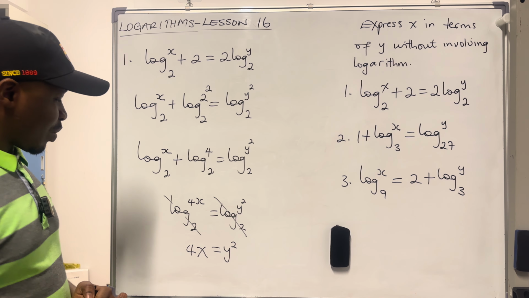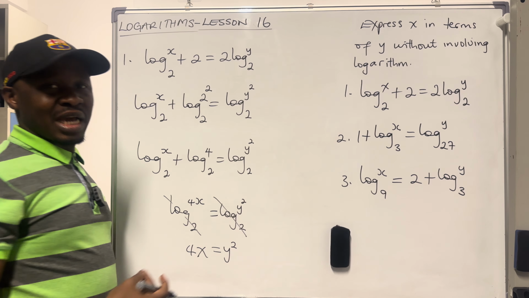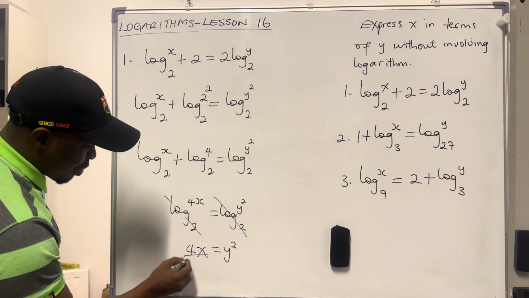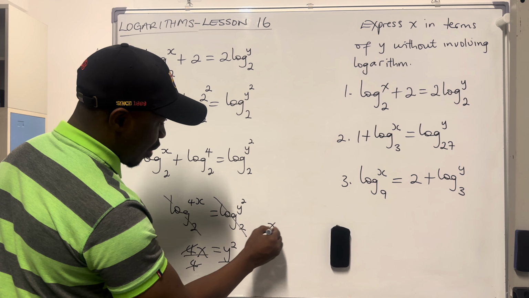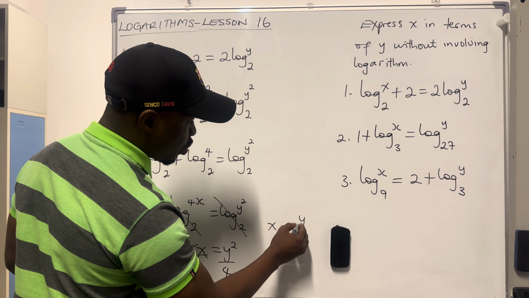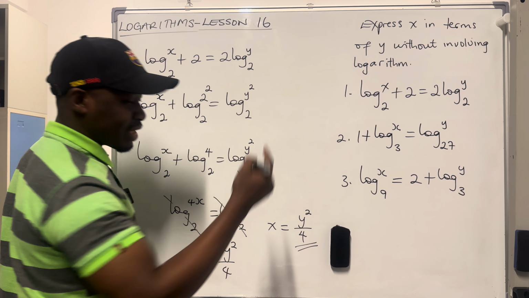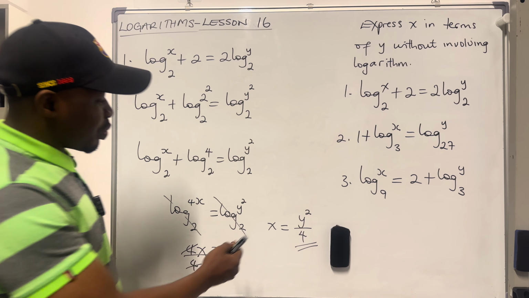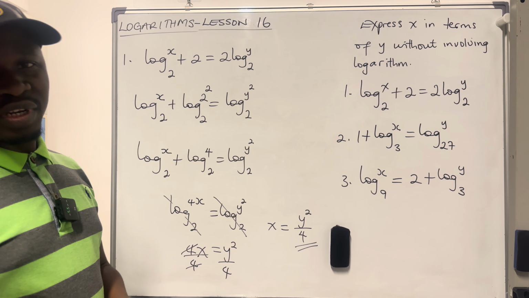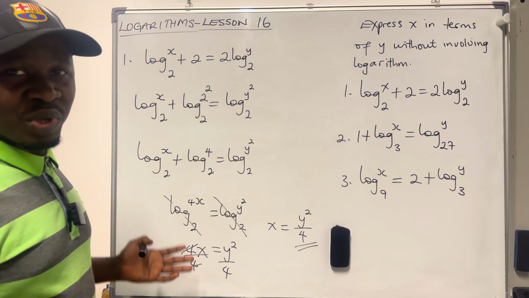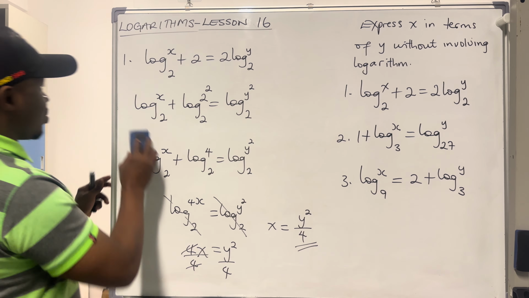I hope it is clear. But the thing is to make x the subject, express x. So we divide here by 4, divide by 4. So this takes away this. So our x is equal to y squared over 4, or simply 1/4 y squared. So this is expressing x in terms of y without involving logarithm. If you want to copy, pause the video, then copy. So let's go for the second problem.